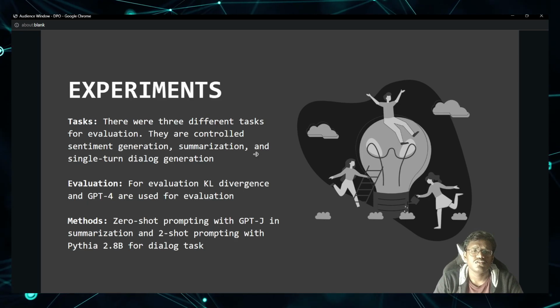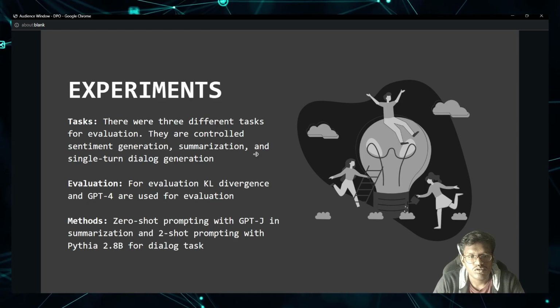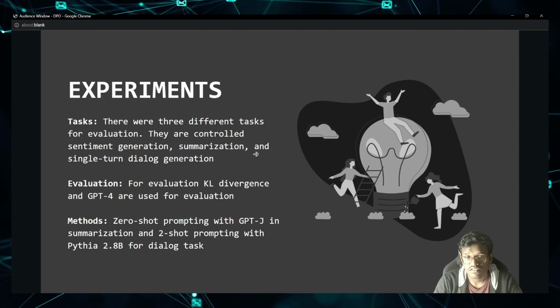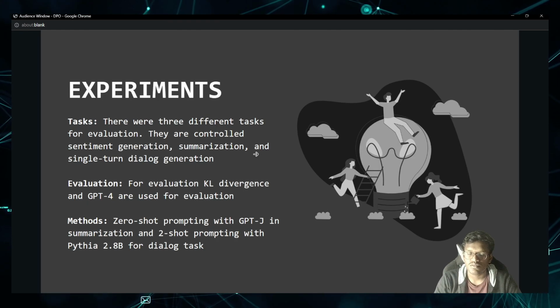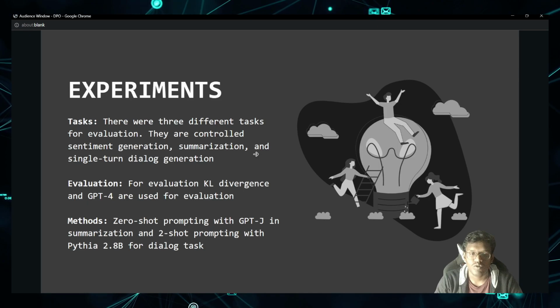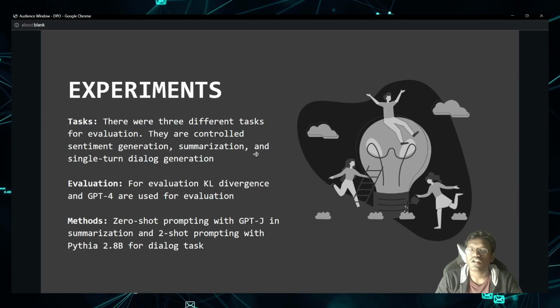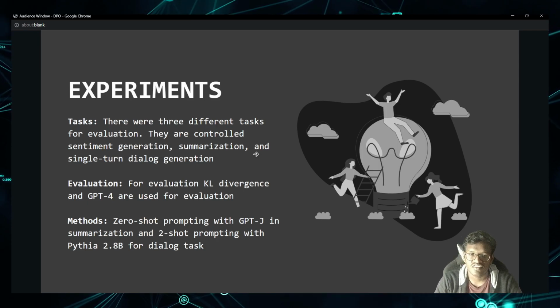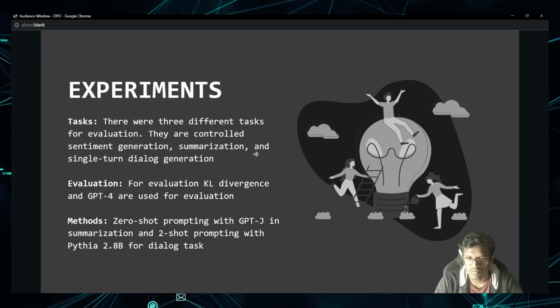Okay, so cool. We'll go with tasks first. In this, they experimented with three tasks for evaluation: controlled sentiment generation, summarization, and single-turn dialogue generation. I'll say what happens in each. In controlled sentiment generation, what they did was create a preference dataset based on a pre-trained sentiment model.